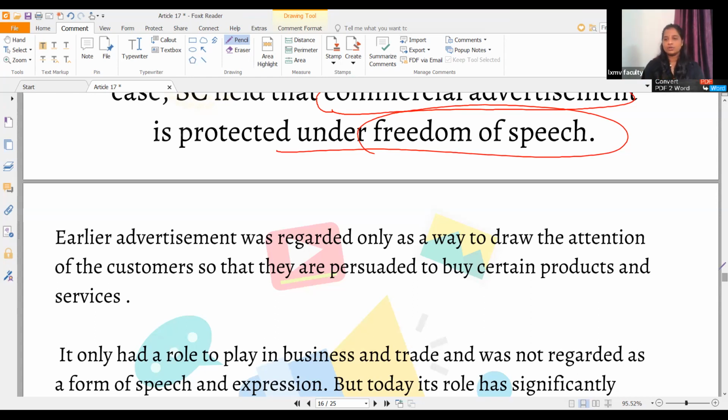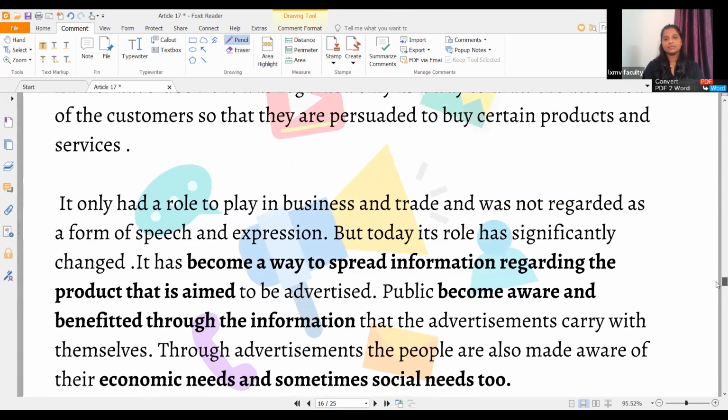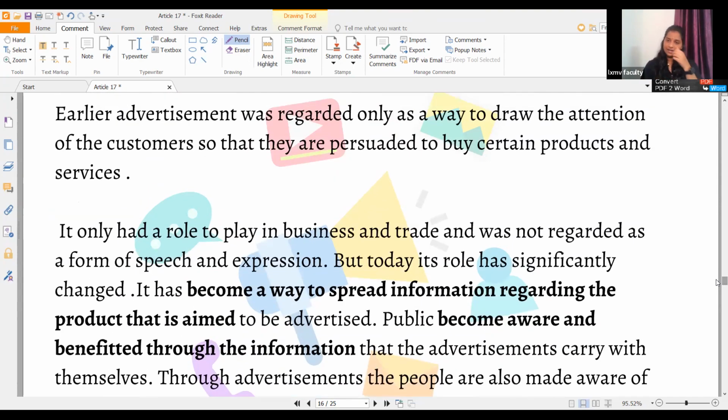Okay, so now we'll go. You see, earlier advertisement was regarded only as a way to attract consumers, all the customers. But now you see it is a way of spreading information so that the public becomes aware and benefits from that information. You may ask me how that is true, how that can be done.